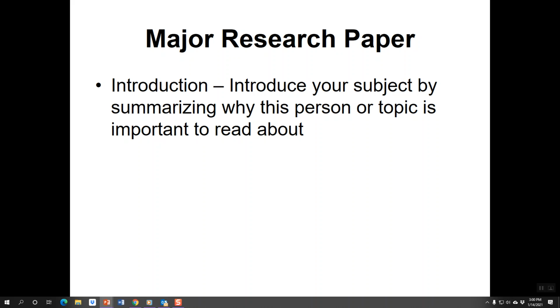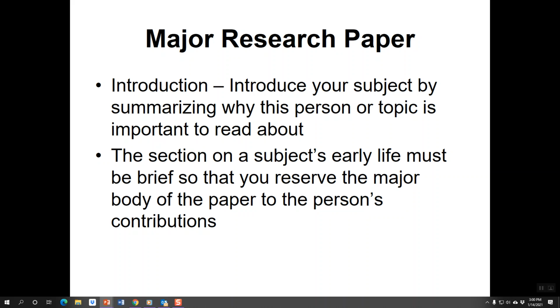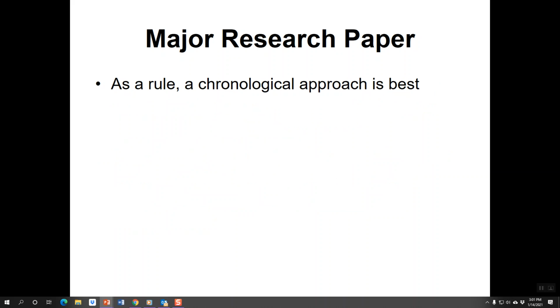All right, just some helpful hints about writing your research paper. The first thing that I want to see is an introduction. I want you to introduce your subject by summarizing why this person or topic is important to read about. And then you will enter into a section on the subject's life and ministry. Now, if you're writing a biography, the subject's early life needs to be brief so that you reserve the major body of the paper to the person's contributions.